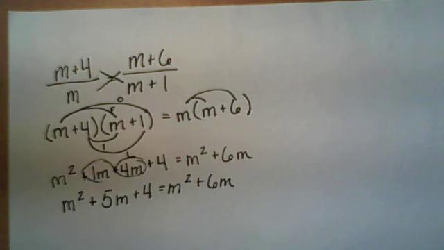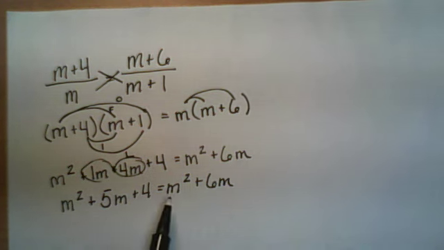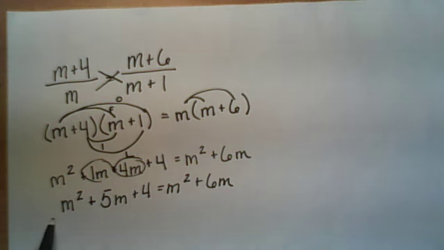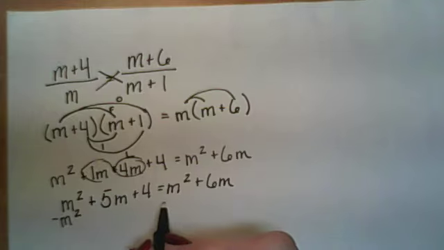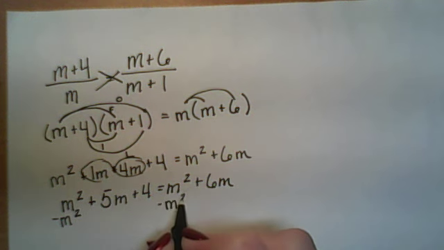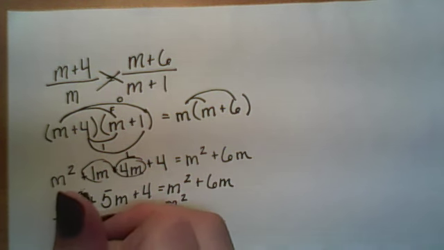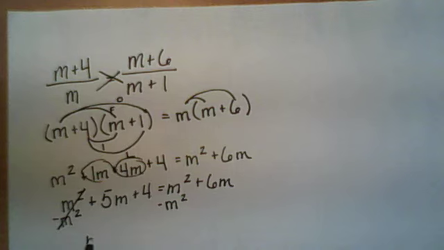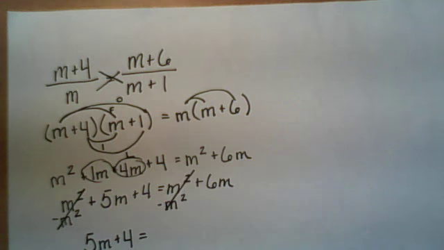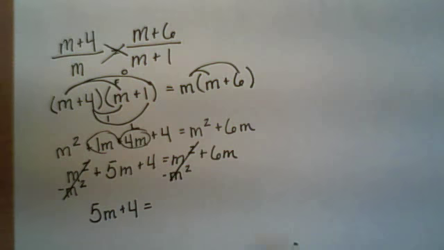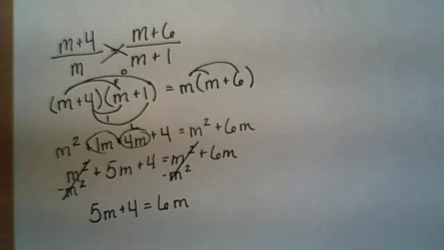Okay, now let's move our variables with the highest exponents first. So I've got an m squared on both sides. So I'm going to get rid of m squared on this side by subtracting m squared. Whatever I do to one side, I have to do to the other. So m squared minus m squared cancels. I'm left with 5m plus 4. And then on the right, m squared minus m squared cancels, and I'm left with 6m.